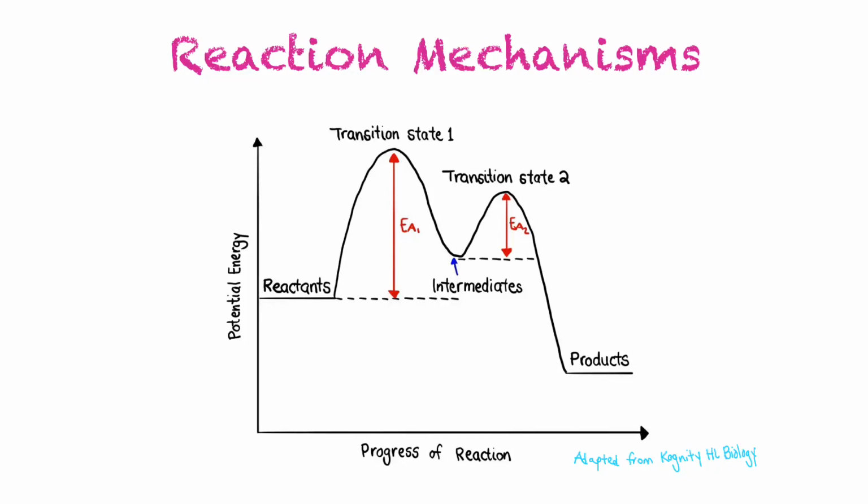In this video, we're going to learn about reaction mechanisms. We'll learn that many chemical reactions don't occur as a single step. Instead, they're going to occur as multiple steps, and we'll learn what the rate determining step is.